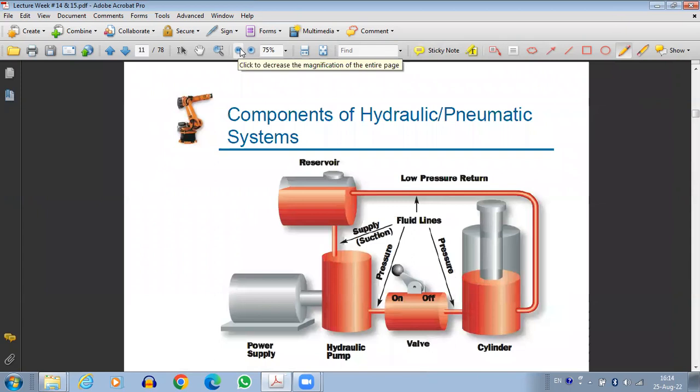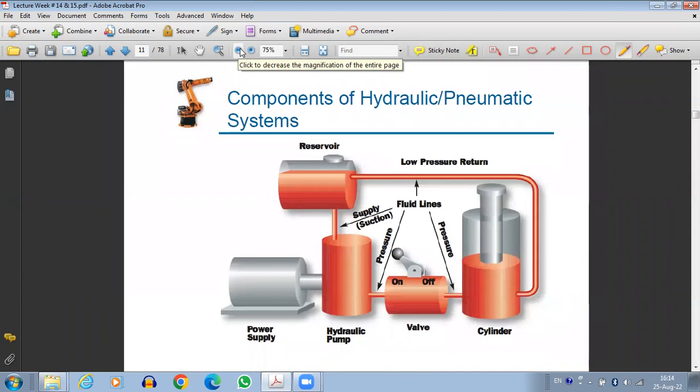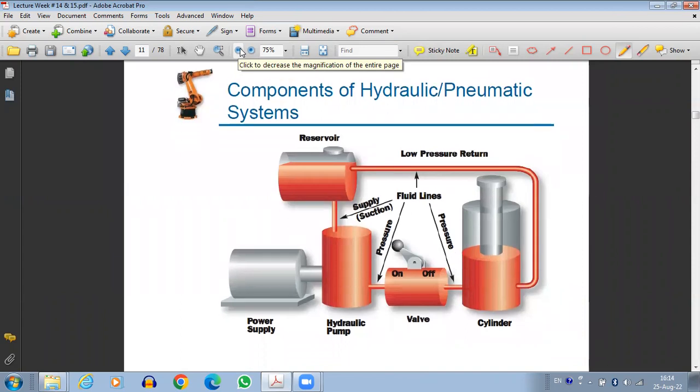This is another figure which is explaining the components of hydraulic and pneumatic systems. You can go through this. This is just a figurative approach of showing the different components and their operations.